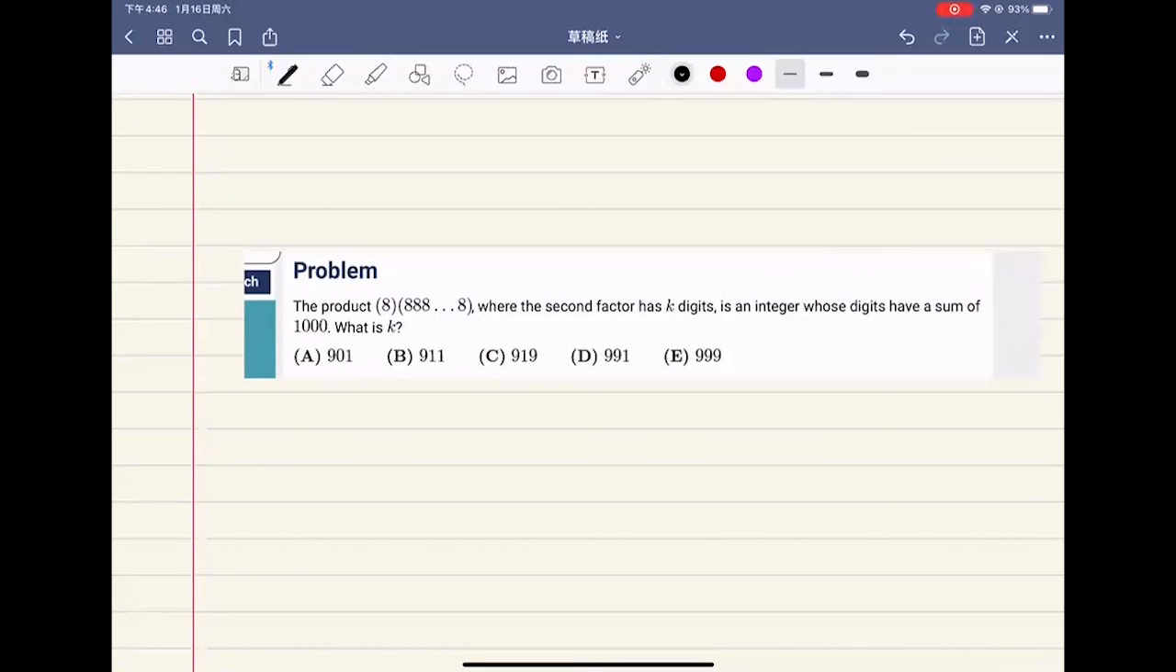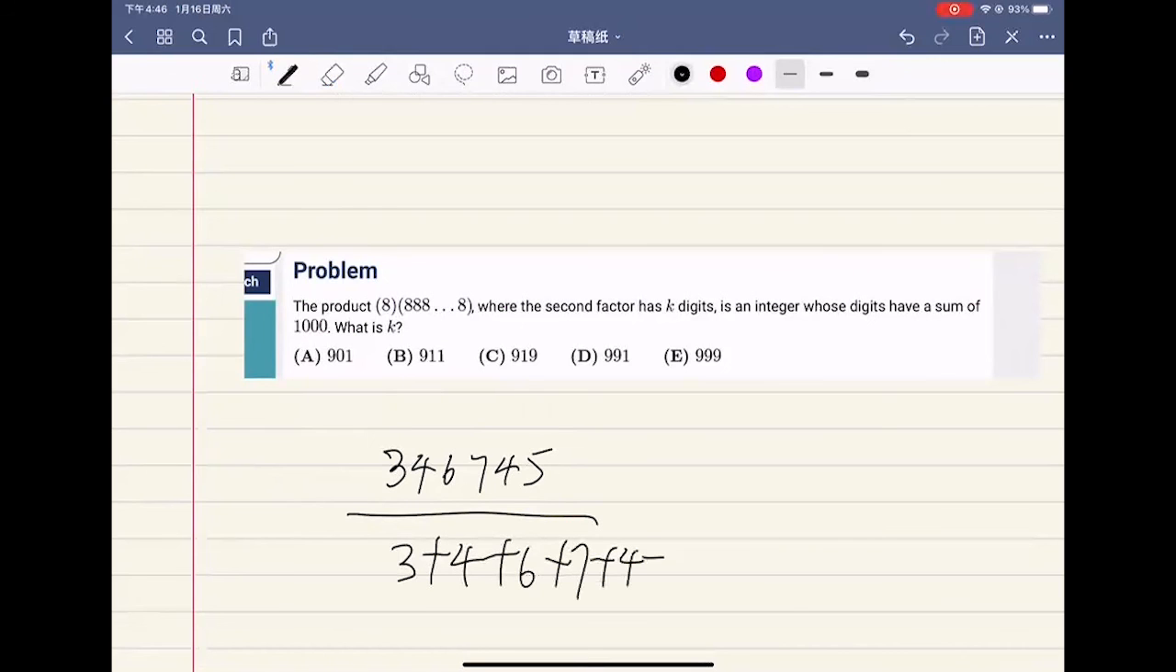So they're telling us that the number K, which is the number of the digits in this AAAA, this number K, its digits have a sum of 1,000. So if K equals 123, then the sum of digits will be 6. For example, the sum of the digits of 346745 equals 3 plus 4 plus 6 plus 7 plus 4 plus 5. That's easy.